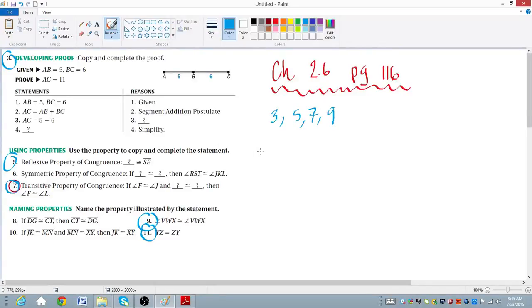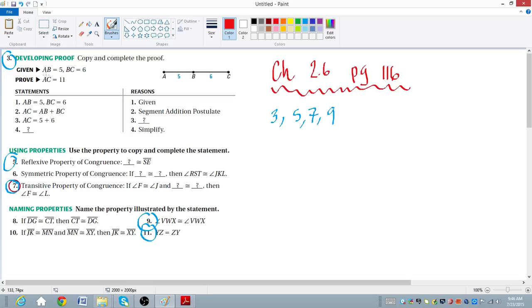Chapter 2.6, page 116. This is number 3, 5, 7, and 9. Alright, let's start with number 3. Now, it says copy and complete the proof. Well, here you need to understand what is happening.